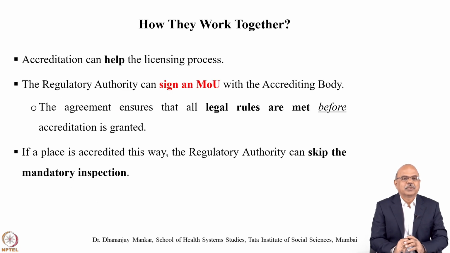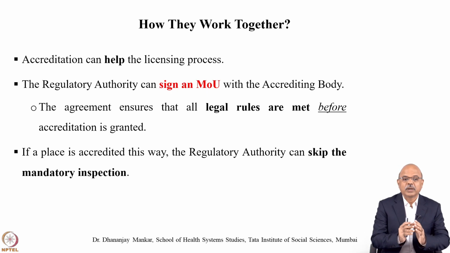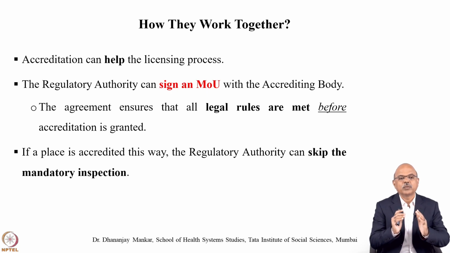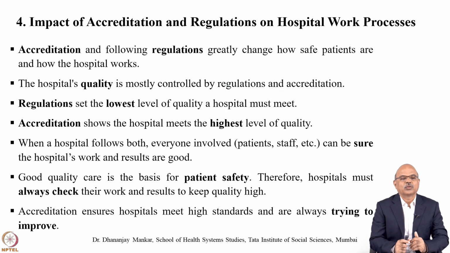How do they work together? And why does a hospital or healthcare organization require this? Accreditation can help the licensing process. Accreditation can be a very welcome thing for an organization that is trying to take it. The regulatory authority can sign an MOU with the accrediting body. This agreement ensures that all the legal rules are met before accreditation is granted. So there are interlinked benefits which are very important for an organization. If a place is accredited this way, the regulatory authority can skip the mandatory inspection. And it is very easy to go through when it is interlinked.